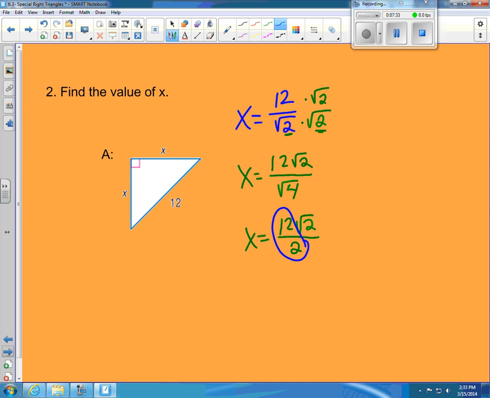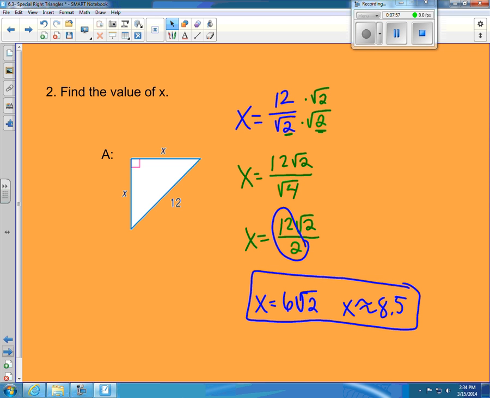We do have some terms that can be simplified, the 12 and the 2, because they're both not under a square root. So our leg is going to be 6 times the square root of 2. Or if I asked you to approximate it to a decimal, you just take 6 times the square root of 2, and we're going to say x is approximately 8.5. And when you get to your practice, I'm actually going to ask you to do both of those. Give me it as an exact answer with the square root and as an approximate answer with your decimal.